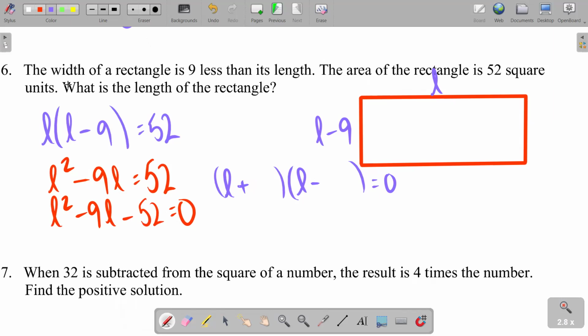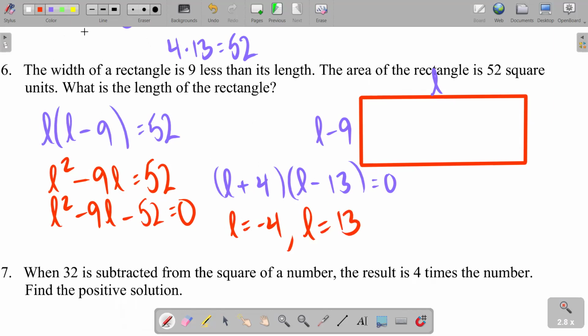And I'll help you a little bit with this one. Numbers that make 52 can be a little bit difficult for people to figure out. I'll tell you that 4 times 13 equals 52. And that's obviously going to help us here. So if we put plus 4 and minus 13, then what are our solutions? L equals -4, L equals 13.